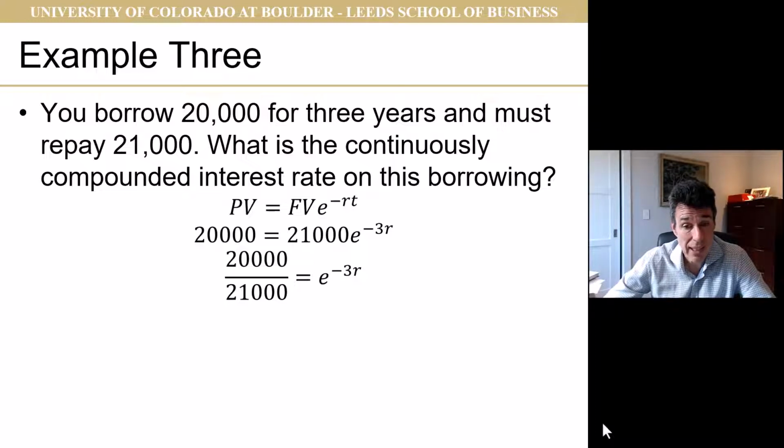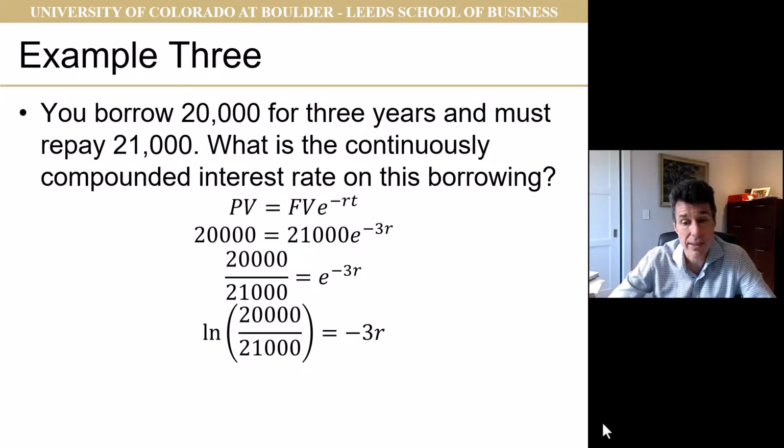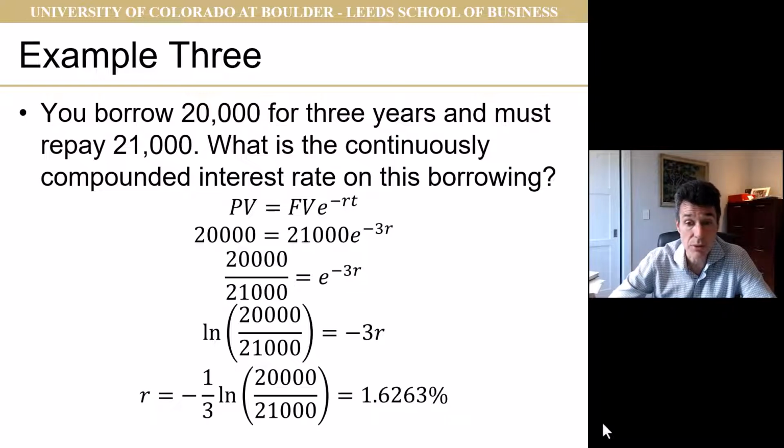Once we've done that, we can use the natural log, and we know the natural log and e are inverse functions. So we take natural log of both sides. Natural log of 20,000 over 21,000 equals negative 3r, where r equals negative 1/3 the natural log of 20,000 over 21,000, where r is 1.6263%. And so this is one of those properties of e, which is nice. Helps us find this rate.